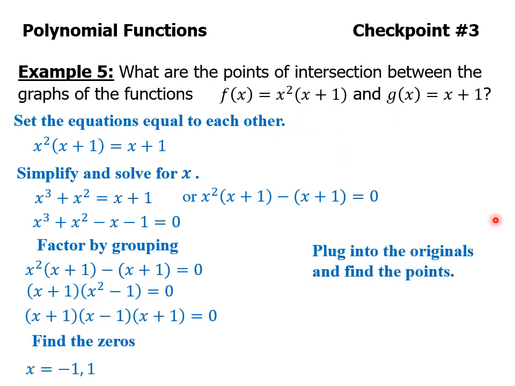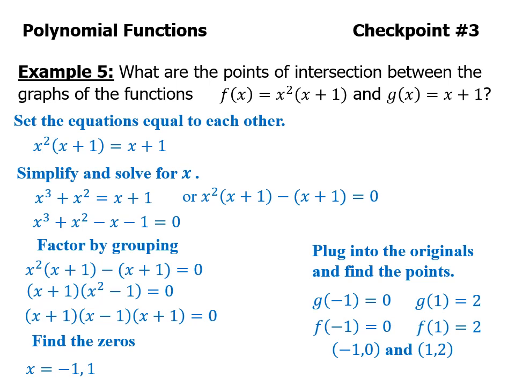So I got to plug them in and check it out. So g of negative 1 is 0. g of 1 is 2. So I just plugged them into the easy one. Negative 1 plus 1 is 0. 1 plus 1 is 2. Now check the f. See, negative 1 squared is 1. Negative 1 plus 1 is 0. 1 times 0 is 0, so it matches. Plug in 1. 1 squared is 1. 1 plus 1 is 2. 1 times 2 is 2. It works. So our two ordered pairs are going to be negative 1, 0 and 1, 2. That's where those two functions would intersect on the graph.